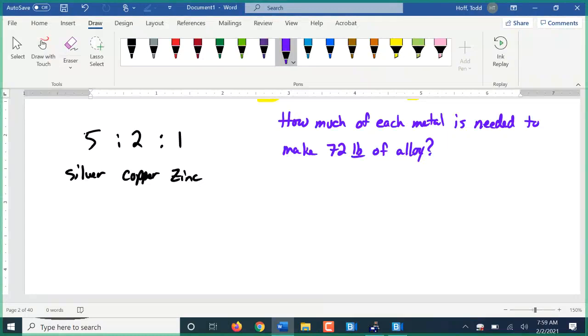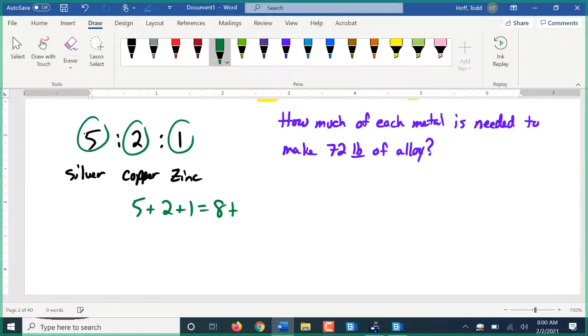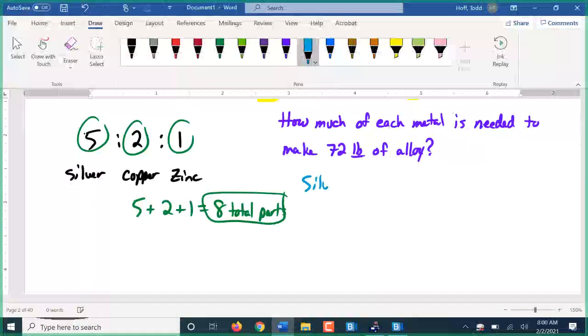Well, we can do the same thing we did with the last one. We have 5 silver, 2 copper, and 1 zinc. 5 plus 2 plus 1 is 8 total parts. Now we can do each of these separately. For silver, silver is 5 out of the 8. So how much is that out of 72 pounds? Cross, multiply, and divide. That's going to give us 45 pounds.